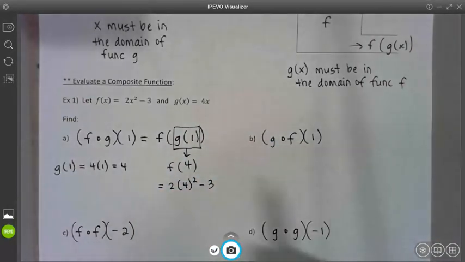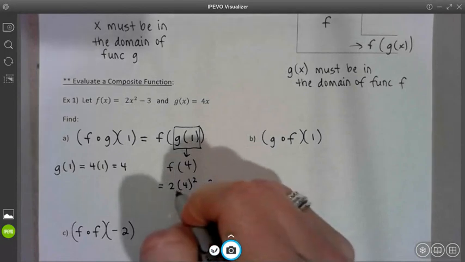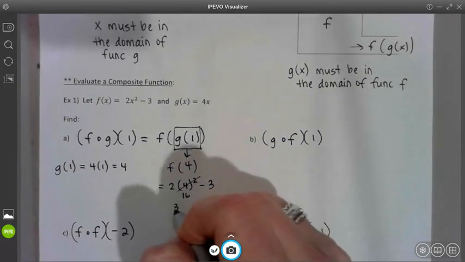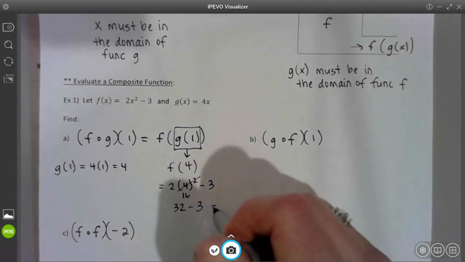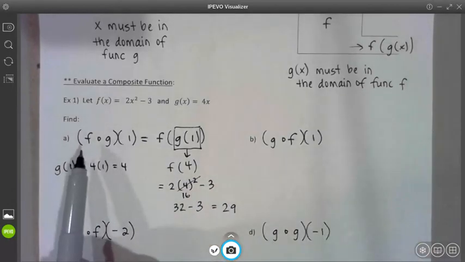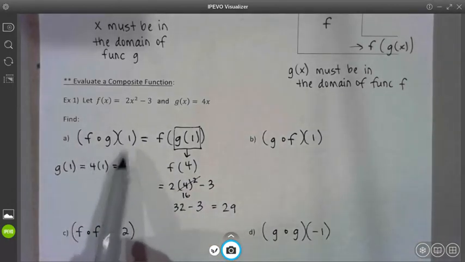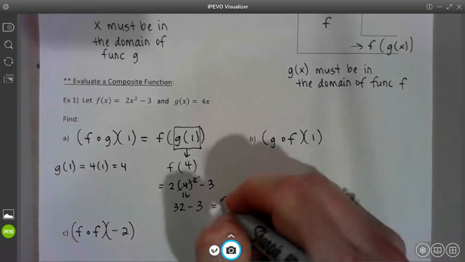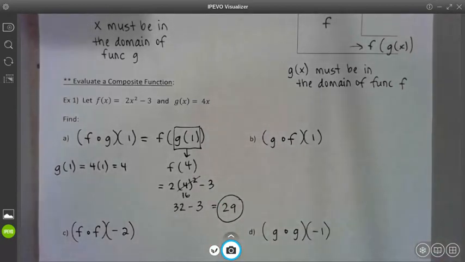And then it's all about PEMDAS, right? We square first, that's 16. 2 times 16 is 32, minus 3, and 29 comes out. So f of g of 1 is equal to 29. Okay, and like I said, working with numbers is the easiest way to work with compositions.